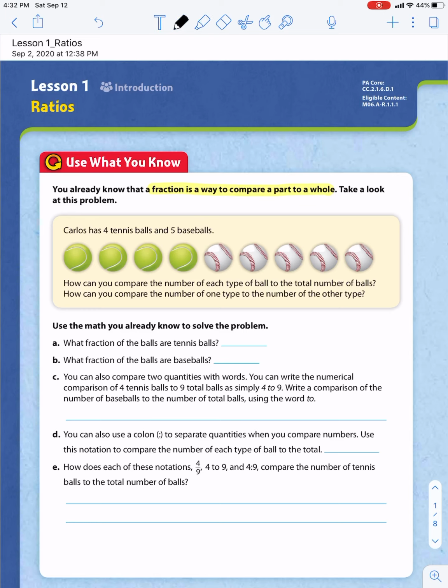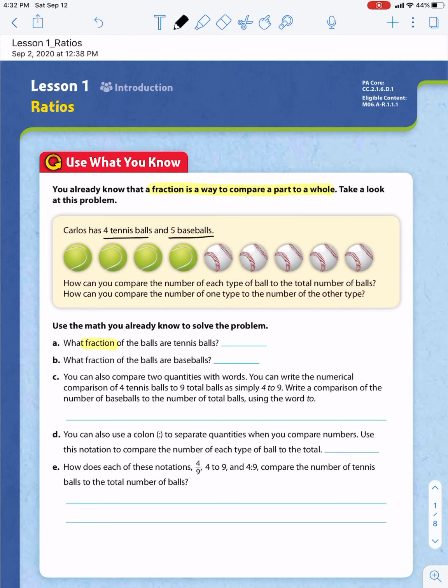Carlos has 4 tennis balls and 5 baseballs. So he's got 4 tennis balls and 5 baseballs. How can you compare the number of each type of ball to the total number of balls? And how can you compare the number of one type of ball to the number of the other type? So use the math that you already know to solve these problems. And it's asking for a fraction here. So what fraction of the balls are tennis balls?